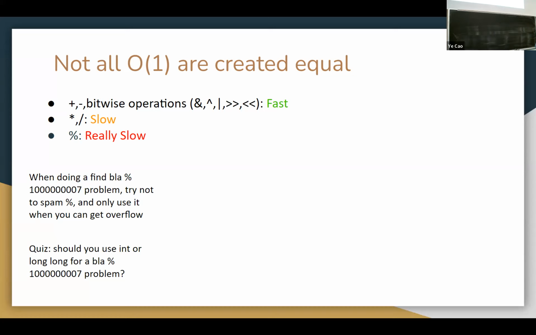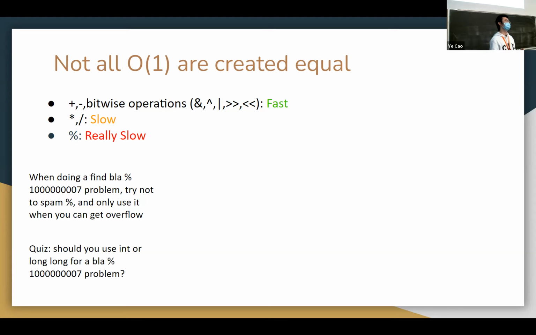So here are some common operators you use in competitive programming: plus or minus, which are really fast, and bitwise operations, bitwise AND, bitwise OR, bitwise XOR, left shift, right shift, which are just as fast, if not faster, than plus or minus. So these are really fast, O of 1. Multiplication and division tend to lie on the slow side of the spectrum. And the modular operator, the percentage sign, is a really slow operator.